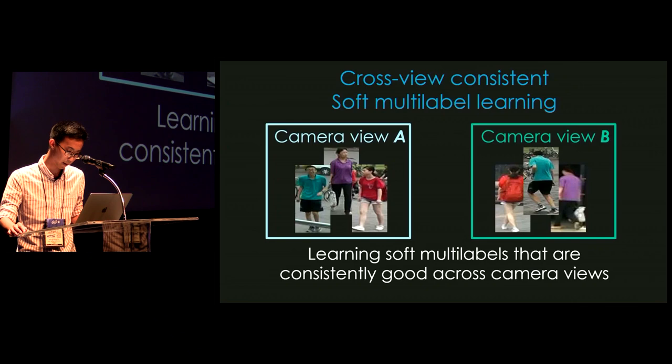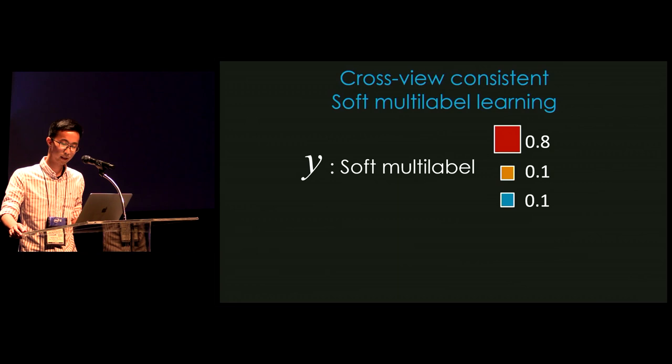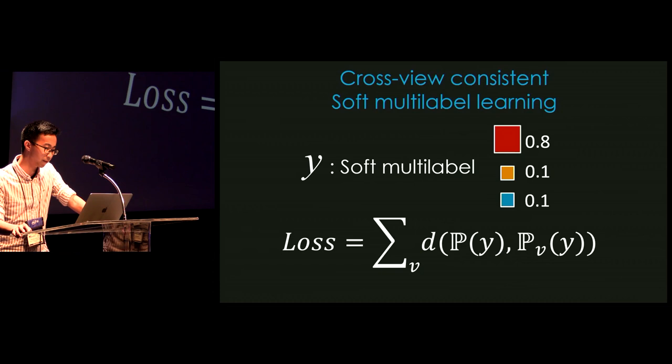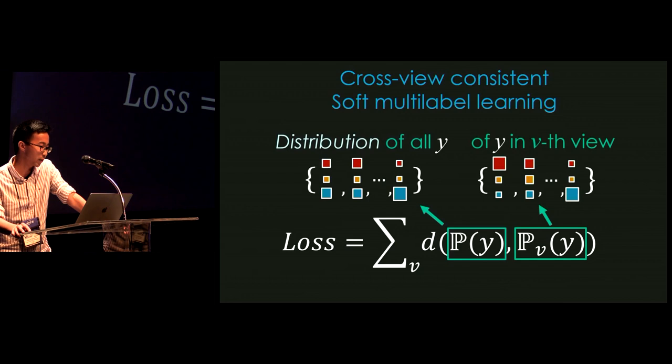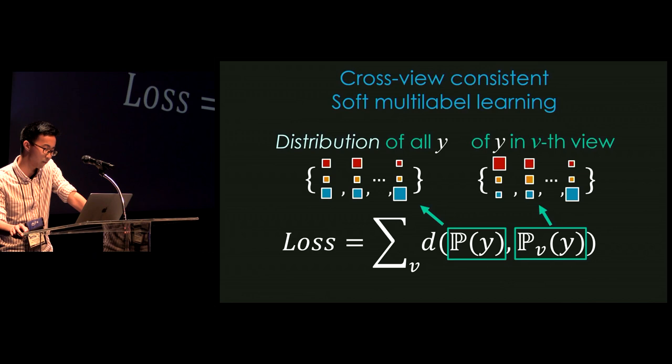Now let us get a bit closer to the soft multi-label learning. Let Y denote a soft multi-label that looks like this. The unsupervised loss function is defined as the distance between two distributions. The first is the total distribution of all the soft multi-labels in the training set. And the other one is the distribution in a single camera view. The justification of this loss is quite simple. We have a nice illustration for this at our poster, but here let me describe it in words.